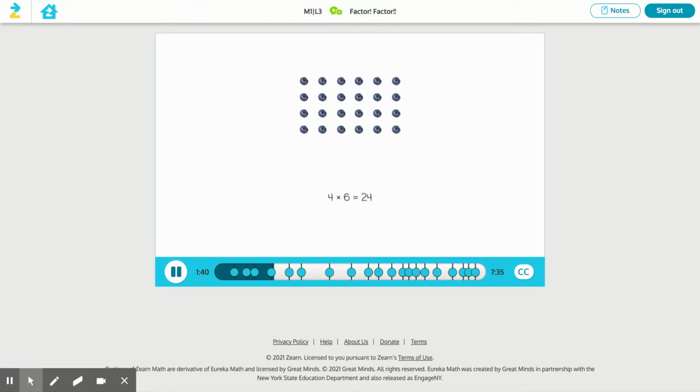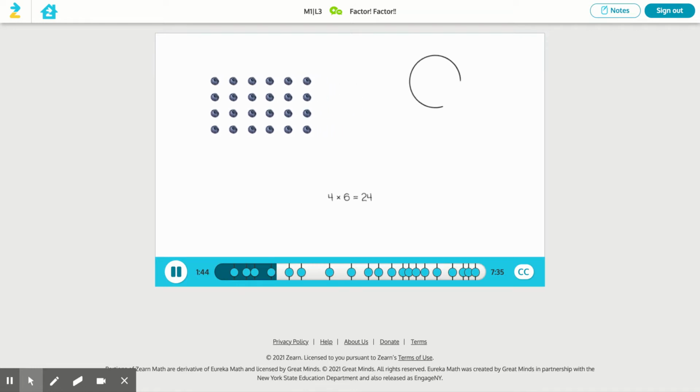Another way to represent groups is with a number bond. Let's create a number bond to represent our groups of blueberries. The whole circle represents the total number of blueberries. We can draw part circles coming from the total to represent each row in our array. Finish making parts to represent the 4 rows.